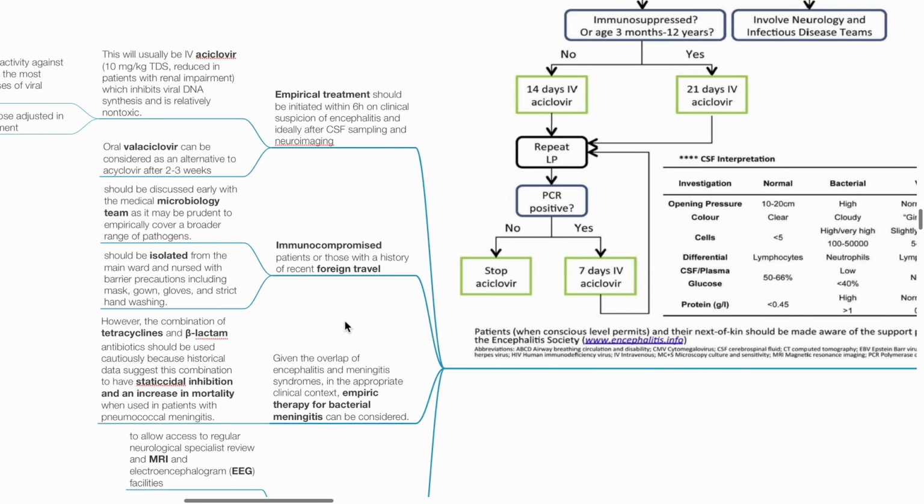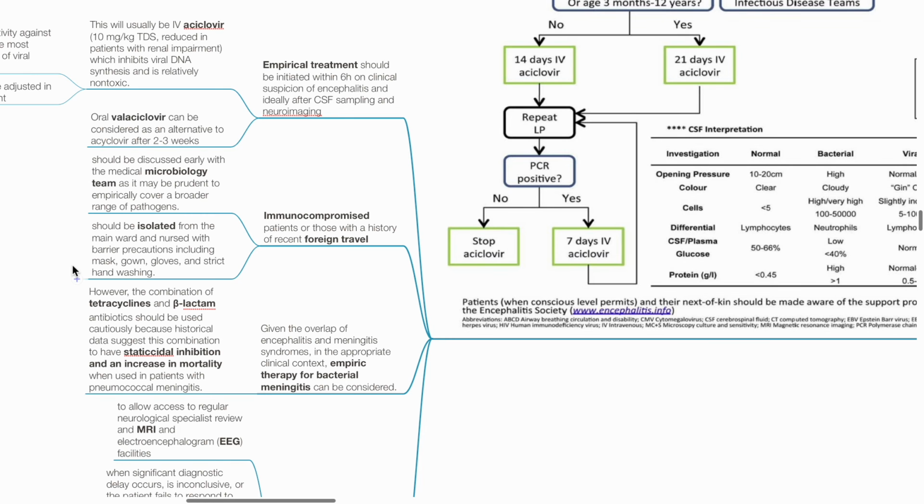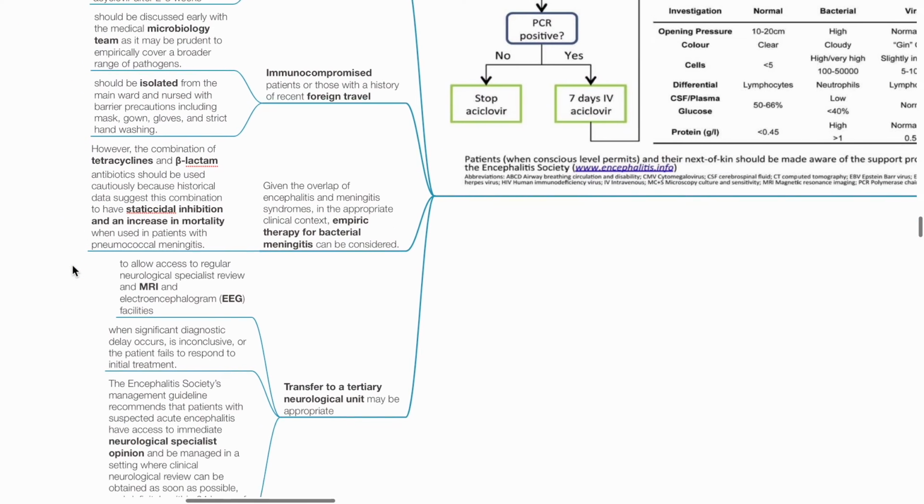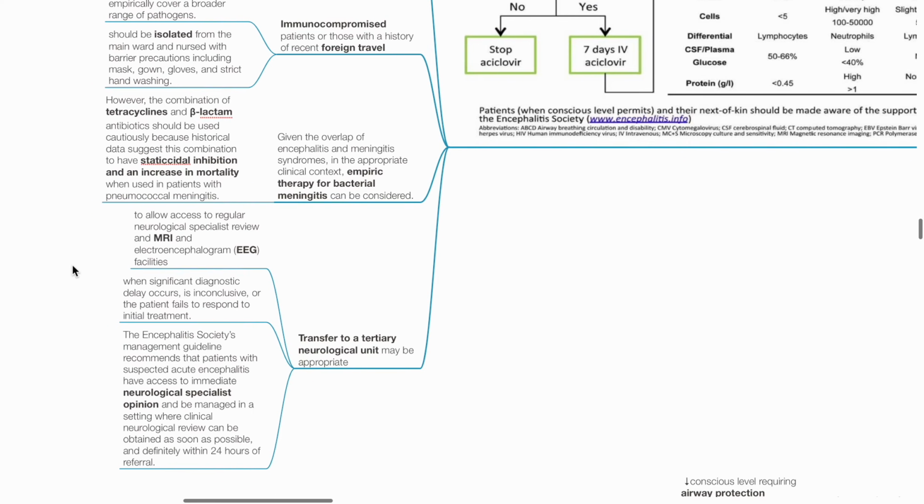Immunosuppressed patients or those with a history of recent foreign travel should be discussed early with the medical microbiology team, as it may be prudent to empirically cover a broader range of pathogens. These patients should be isolated from the main ward and nursed with barrier precautions. Given the overlap of encephalitis and meningitis syndromes, in appropriate clinical contexts, empiric therapy for bacterial meningitis can be considered.